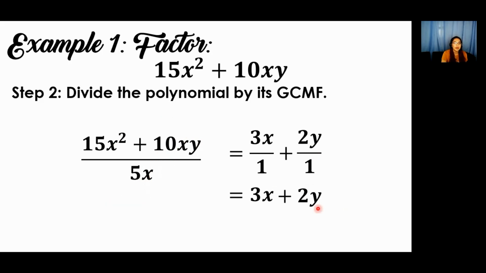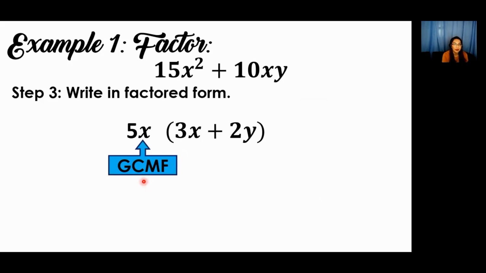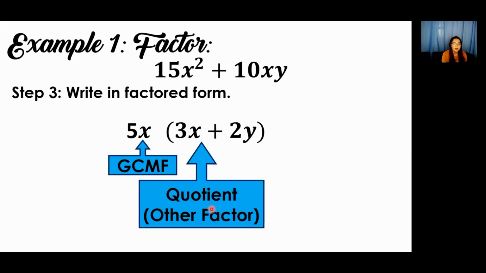Okay? Then, let us have step number 3, write in factored form. The first is the GCMF, and then the other factor is 3x plus 2y. So, yan yung quotient natin kanina. Now, this will be the factored form for our example number 1. 15x squared plus 10xy when factored is equals to 5x times the sum of 3x plus 2y. Okay? Okay ba tayo dyan?